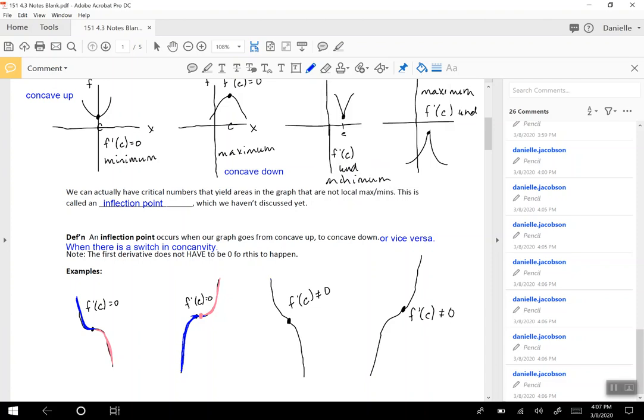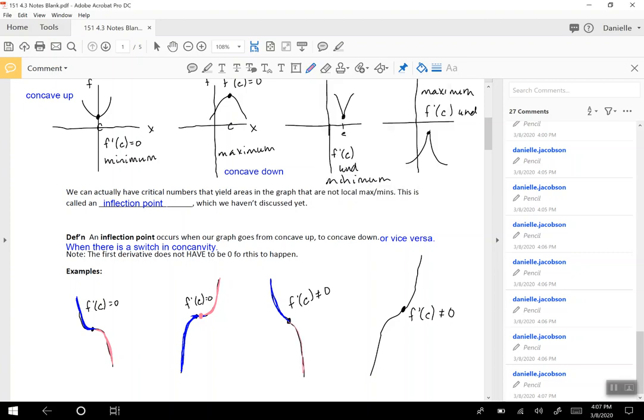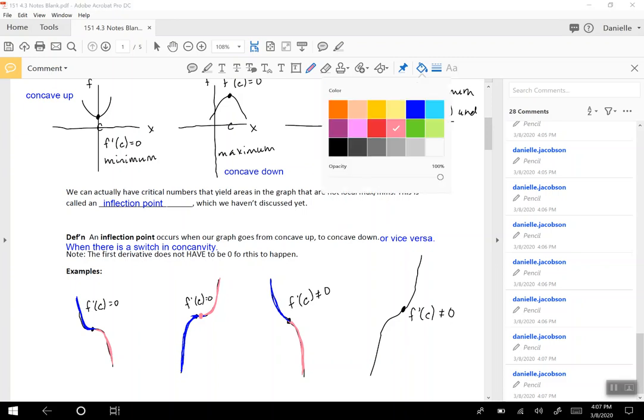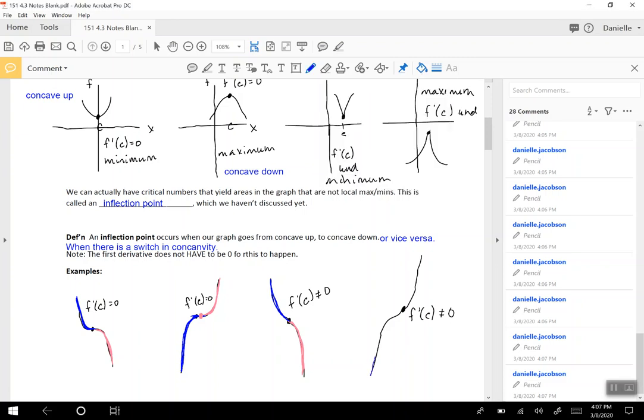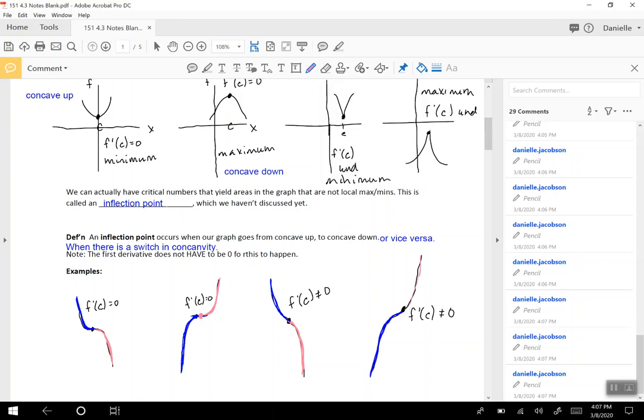So here we see this is concave up, right here in blue, right? Then it switches to concave down. Here in pink, it loops down. But where this point is, it's clear that the tangent line is not horizontal, so the derivative is not equal to 0. Right? Coming to the next one, we go from concave down right here, and then it switches to concave up, but we can see that the first derivative is not equal to 0.